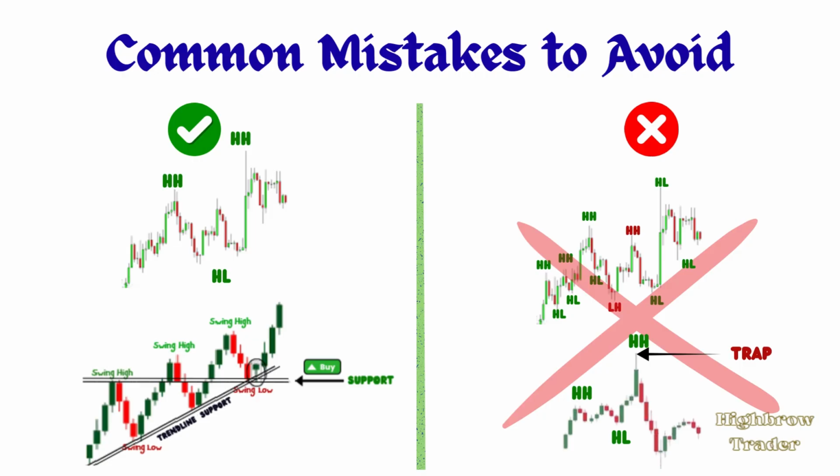Now let's take a look at some of the most common mistakes traders make, and how you can avoid them. Don't try to label every tiny swing, keep your chart clean. Never ignore the higher timeframe context. Entering before a confirmed CHoCH or BoS is always a risky move. And don't depend on structure alone, always combine it with confluence. Because smart structure reading is all about clarity, not clutter.